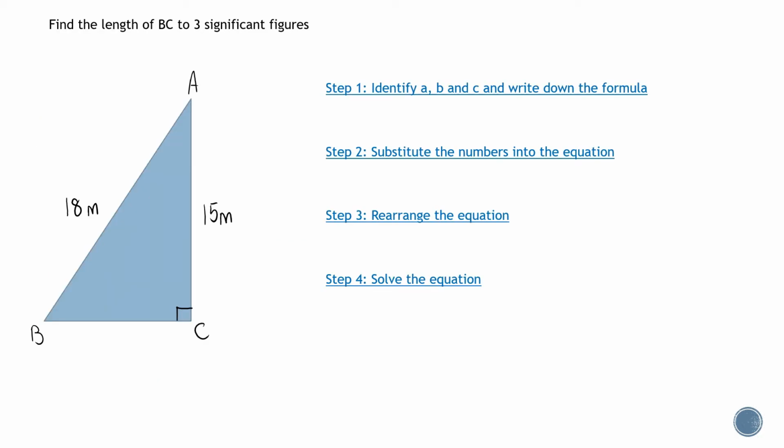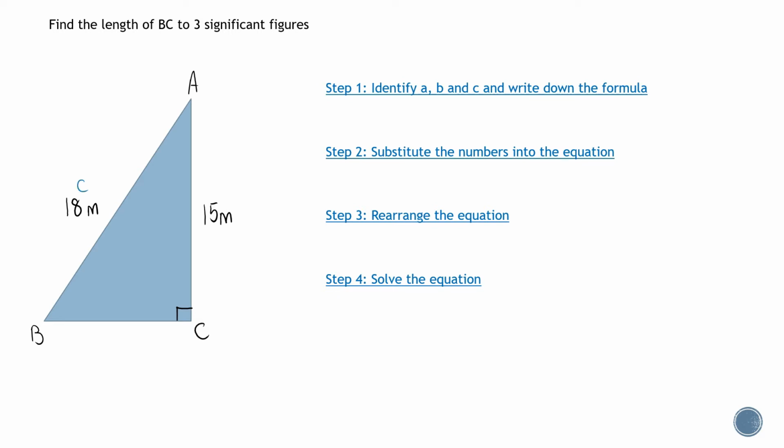So here we have another example. Find the length of BC to 3 significant figures. So going through exactly the same method as before, identify A, B and C. So we know C is always the hypotenuse and opposite the right angle. So it's looking like it's this side over here, so let's just put a C here.